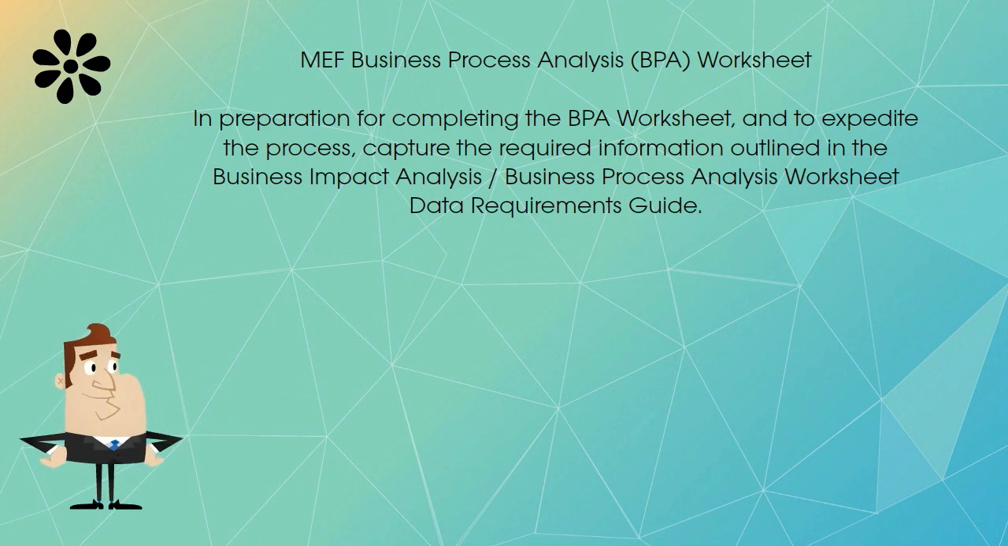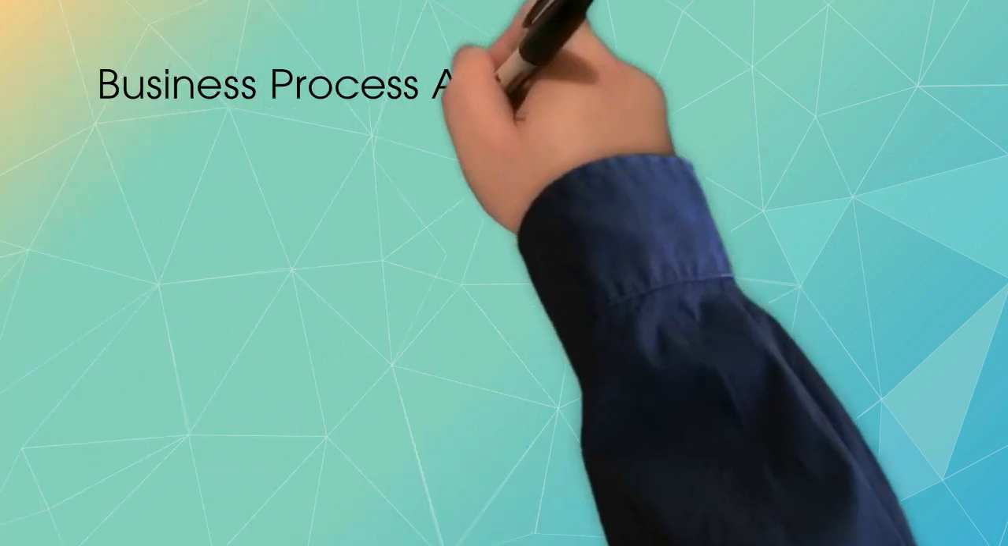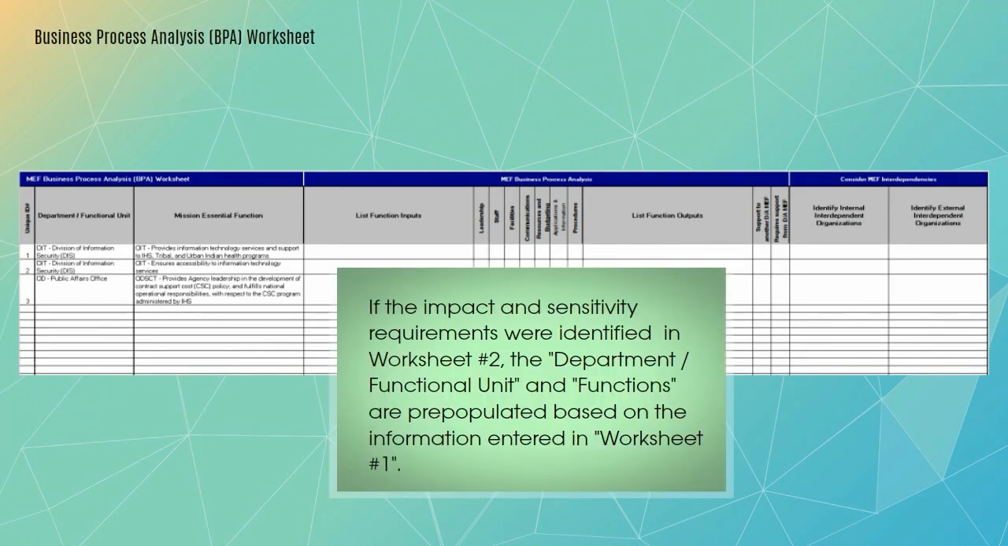In preparation for completing the BPA worksheet and to expedite the process, capture the required information outlined in the Business Impact Analysis Business Process Analysis Worksheet Data Requirements Guide. Business Process Analysis Worksheet. If the impact and sensitivity requirements were identified in Worksheet Number 2, the Department Functional Unit and functions are pre-populated based on the information entered in Worksheet Number 1.